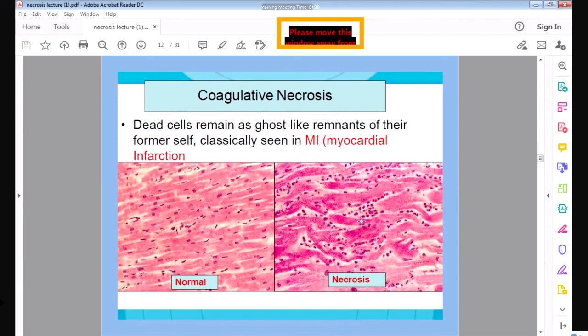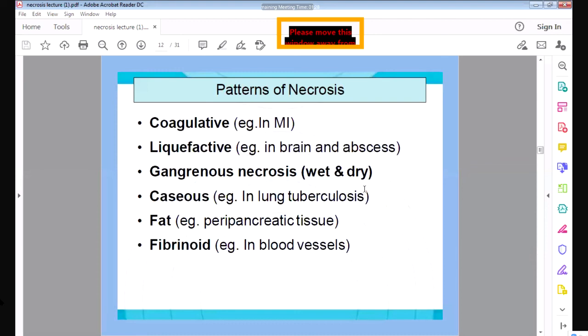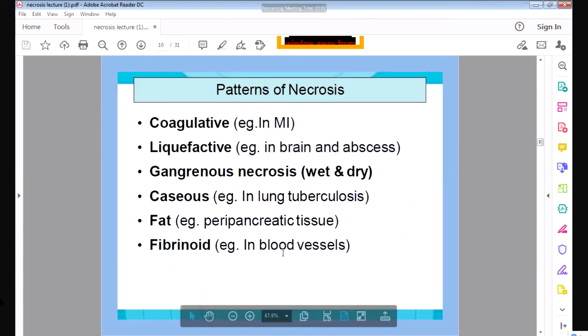So all of you understood all the types of necrosis? Yes, doctor. These are the important 6 types: coagulative, liquefactive, gangrenous, caseous, fat, and fibrinoid. Coagulative in solid organs like kidney, brain, heart, and liver. Liquefactive in the brain and infection. Gangrenous in the foot, wet gangrene and dry gangrene. When there is infection, it is wet gangrene. Caseous necrosis in tuberculosis, cheese-like material, and granuloma. Fat necrosis in pancreas and breast, and fibrinoid in the blood vessel, like the deposition of fibrin material.